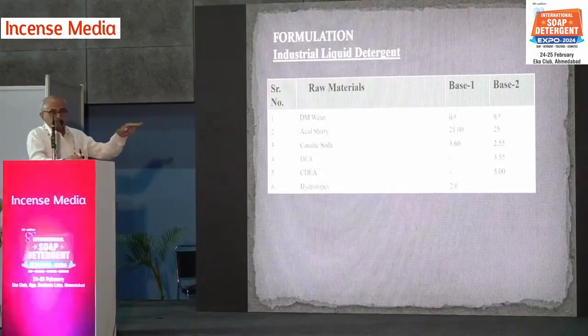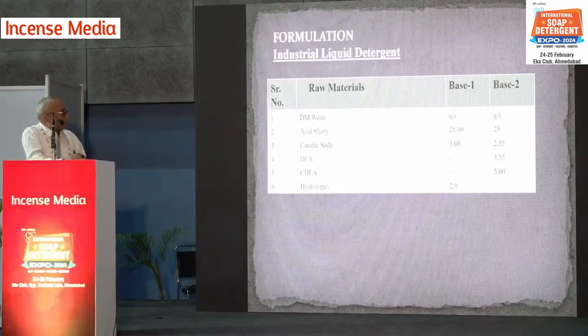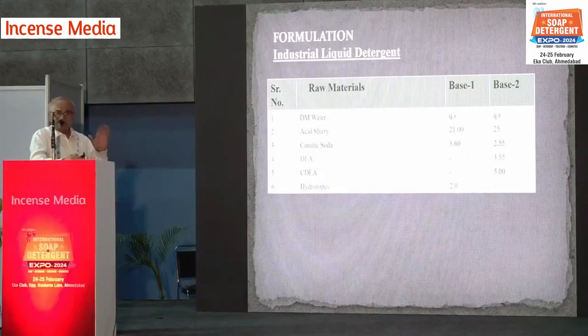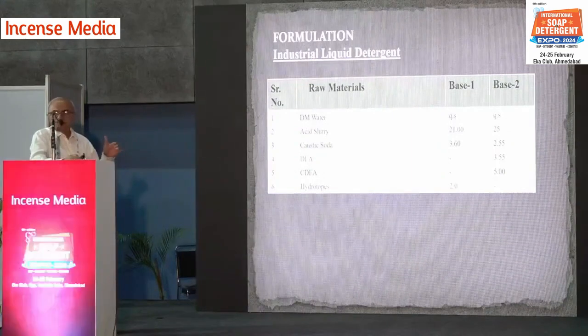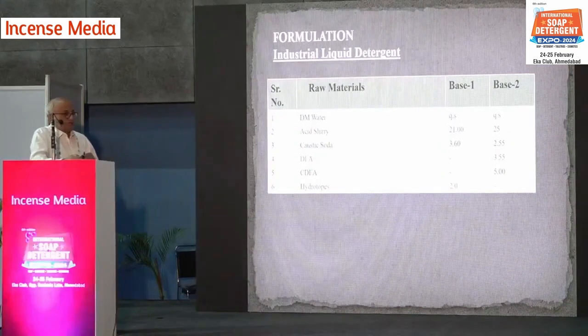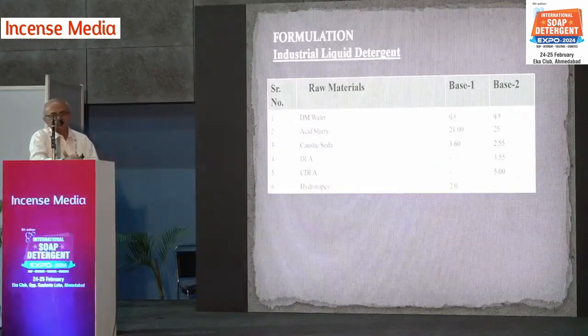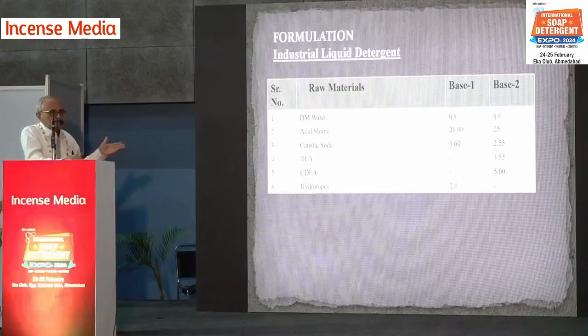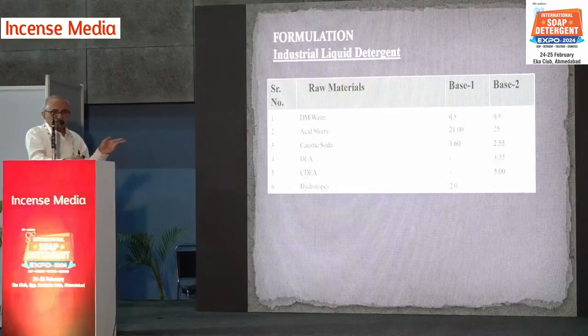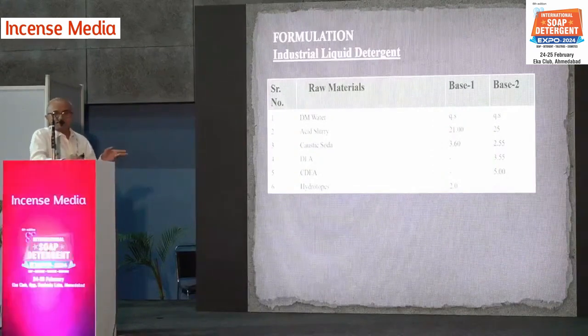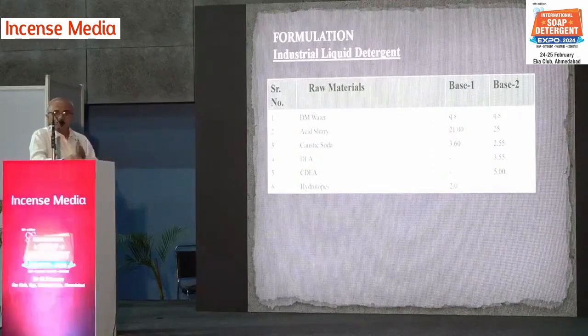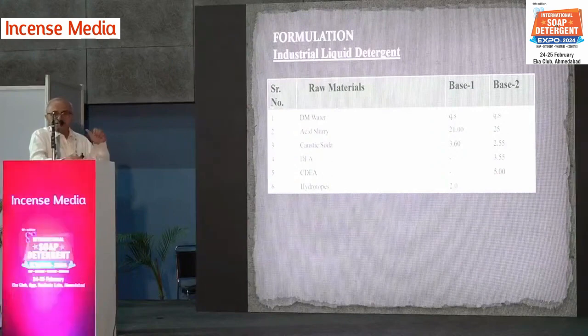Then another formula is a higher active. Active is roughly 25 or plus. There LABSA is neutralized partially by DEA and partially by caustic soda, and some 5% of CDEA is added. This product is a drilling liquid. It is used as a lubricant in the oil exploration business.